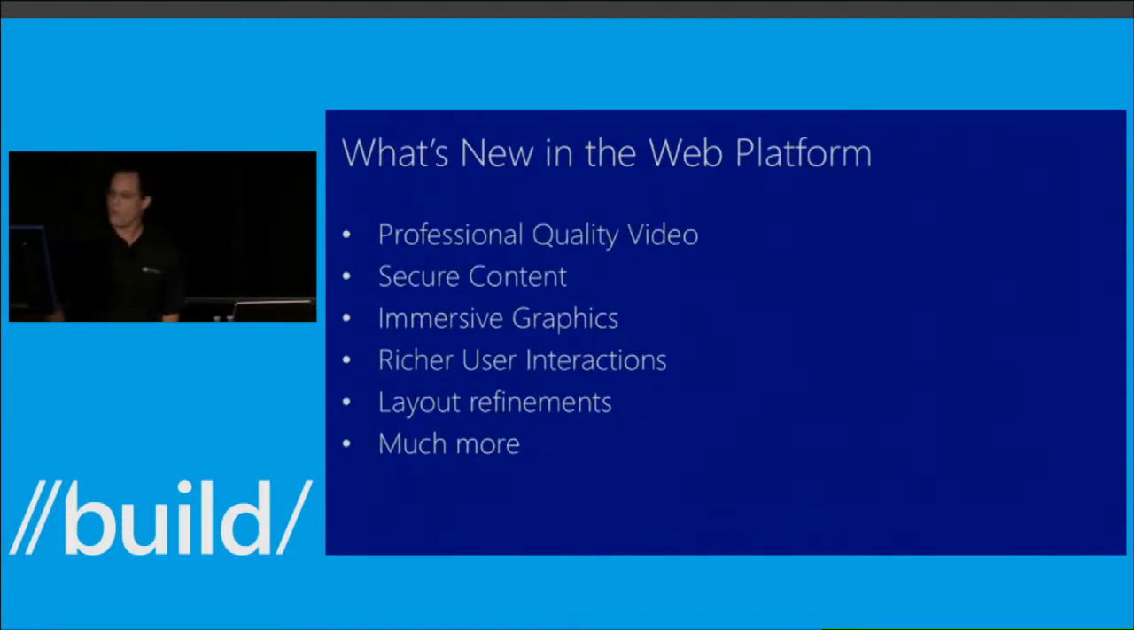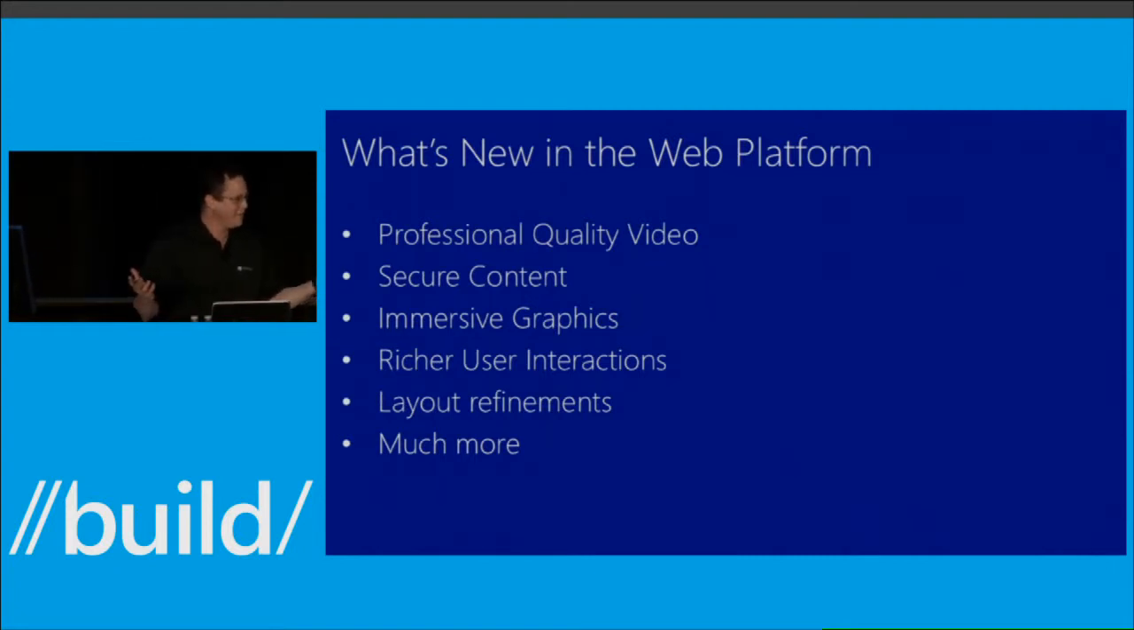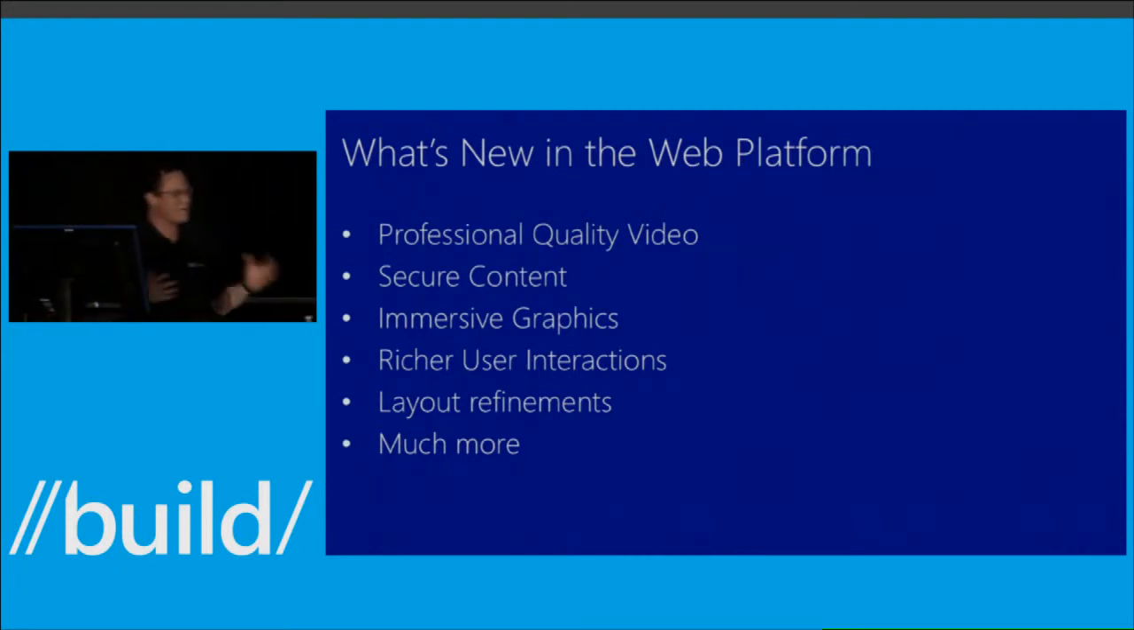So when we look at what's new in the platform, we have a lot of stuff that we're going to be drilling down on. But we're going to start with professional quality video. Then we're going to be talking about secure content. And in there, we're going to talk about encryption and what kind of new capabilities we're adding to the platform for you to be able to encrypt things. Then we're going to talk about immersive graphics. And yes, as we mentioned earlier today, WebGL, right? It's pretty exciting. Are you guys pretty excited about WebGL? Well, come on. You got to be excited about that, right? So we'll talk about that, and we'll show you.